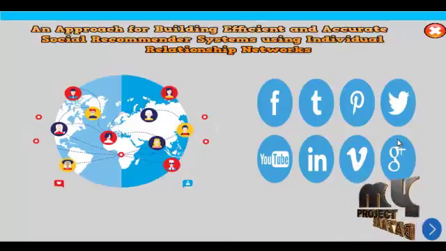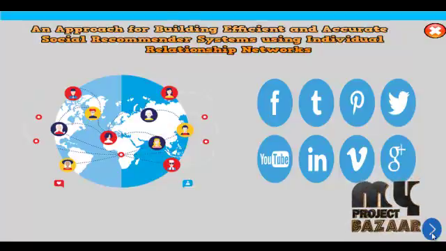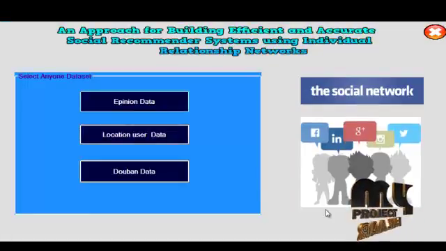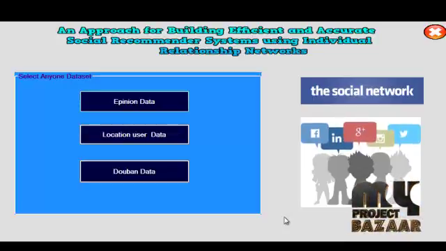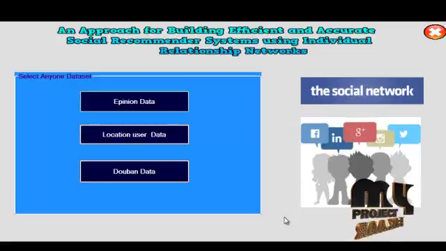Let's see our project demo. This is the home form of our project. Here you can see the right arrow for the next page. If you click this picture box, this form opens. Here they are using three types of data sets: opinion data set, location user data, and download data.